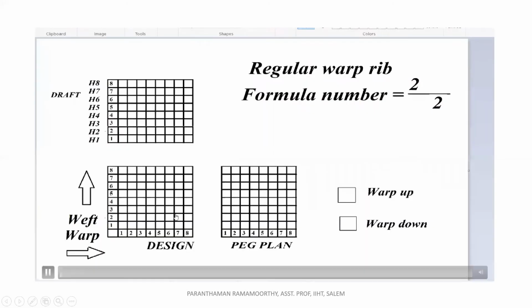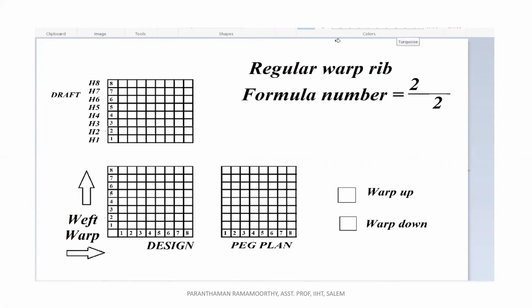So this is the video. Regular warp rib. So regular warp rib fabric formula for these warp rib fabrics: 2 up and 2 down. Regular warp rib fabric. The boxes shown here are the design, draft, and peg plan. So here we can arrange the 2 by 2 regular warp rib arrangement.